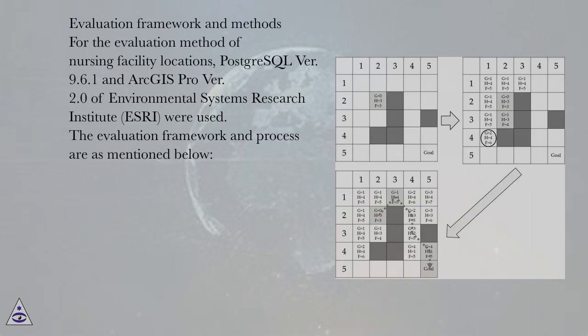Evaluation framework and methods. For the evaluation method of nursing facility locations, PostgreSQL version 9.6.1 and ArcGIS Pro version 2.0 of Environmental Systems Research Institute, ESRI, were used. The evaluation framework and process are as mentioned below.